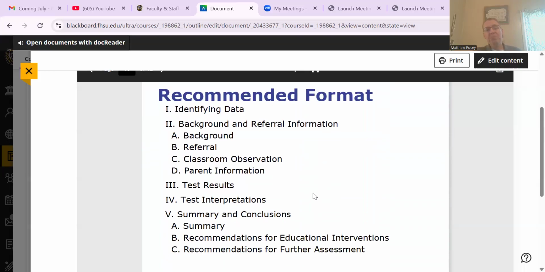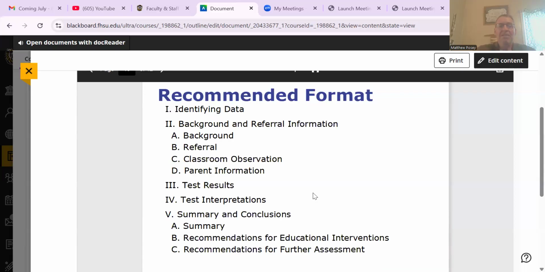Recommended format, pretty much we have been following this when you create your reports from giving your assessments. We have the identifying data or information of the student, background and referral information, a bit of background on the student's family, the reason for the referral, some classroom observation information, and parent information. Then we have a section for our test results, where we give some narratives, some explanation of that, and also provide some visual representation in tables, charts, and graphs.